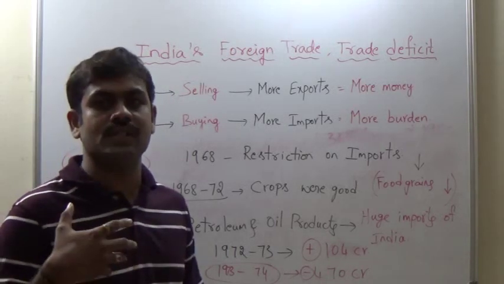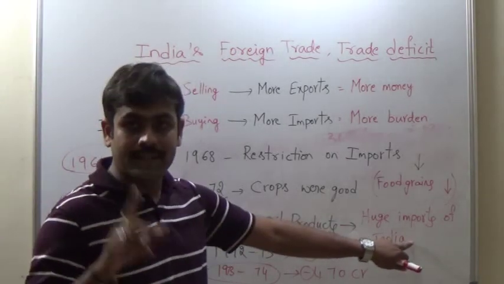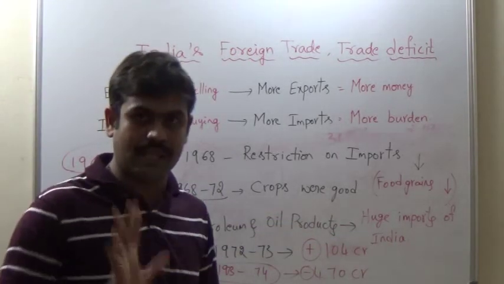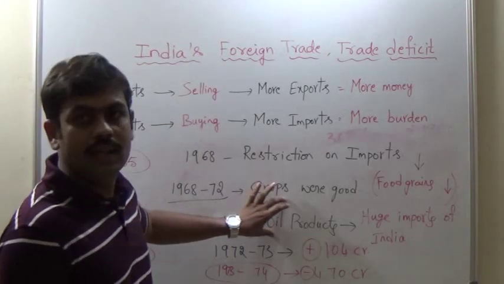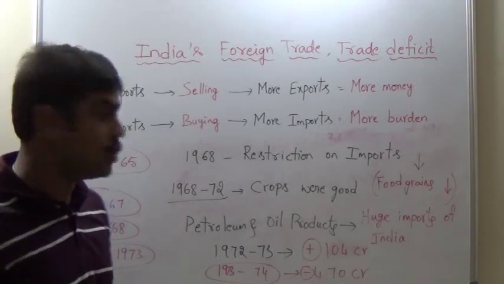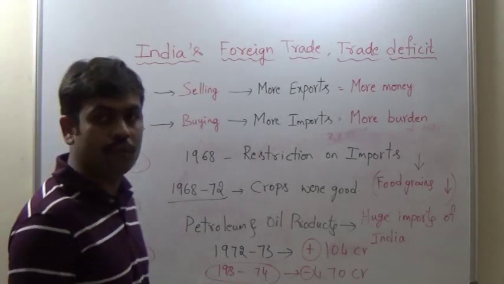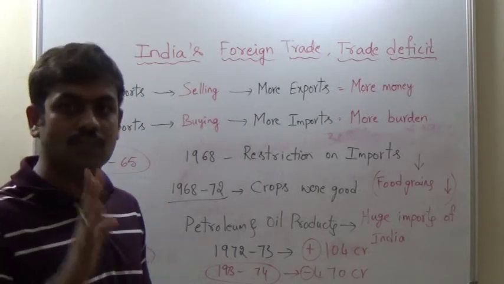Why? Because the population is much and the necessity is much. So imports are continuing, but came down with ONGC's discovery. But that imports now cost much to India due to the 1973-74 huge petroleum crisis in the global world.